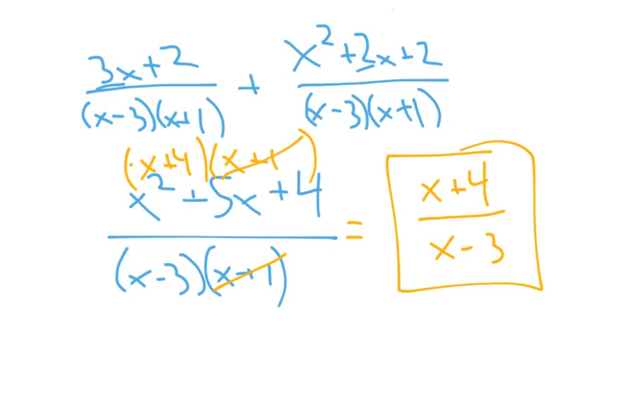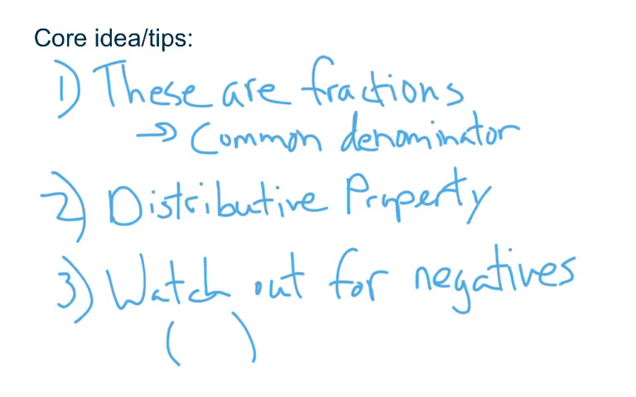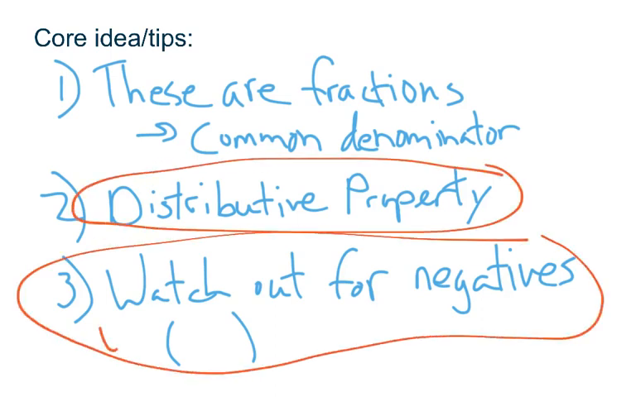So this might be a lot to process, but just go back to the core ideas here, which are, these are fractions. And so if we're going to add or subtract, we have to have a common denominator, and then only the numerator gets manipulated and changed. Sometimes, especially with subtraction, you're going to need that distributive property because you have to watch out for negatives, and you're going to want to use parentheses to help you with that.